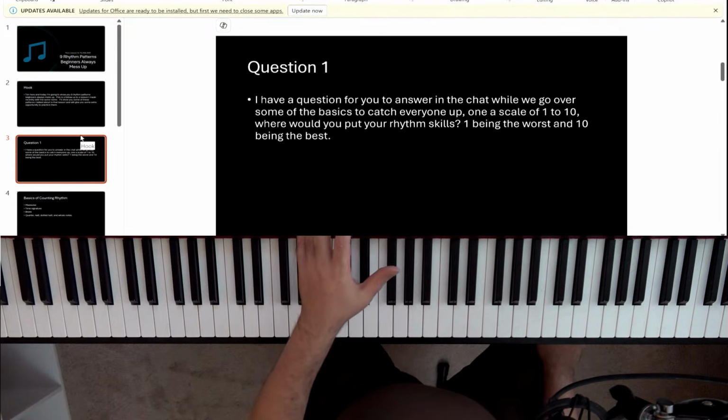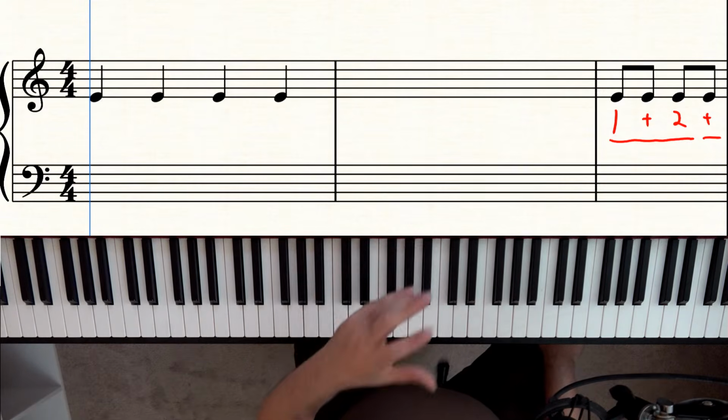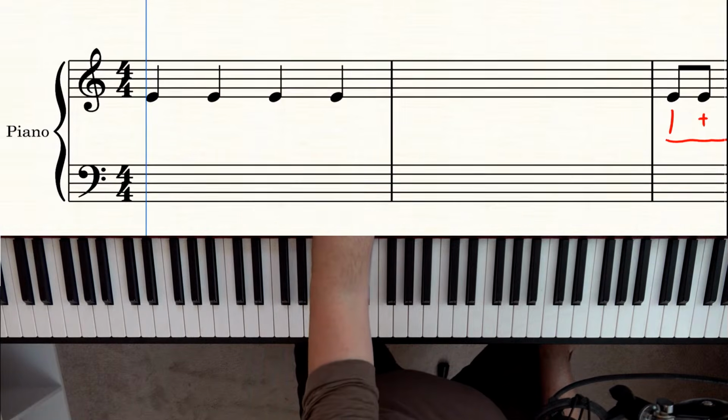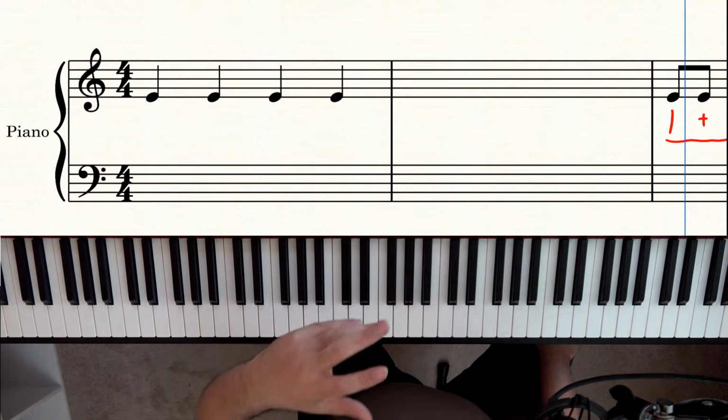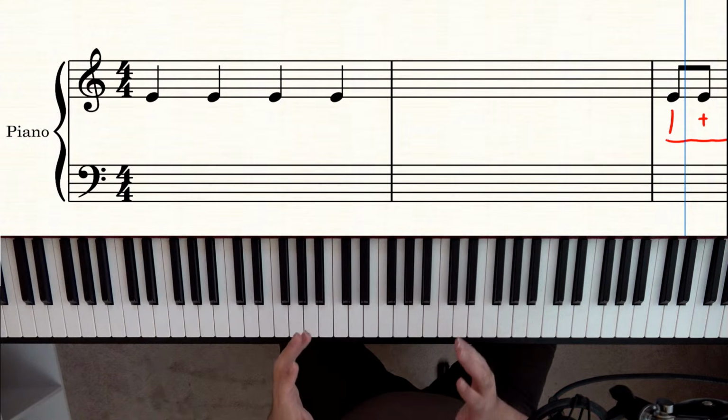Okay, so let me know the answer to that. 1 out of 10, what are your skills? Because your input really helps me know where you guys are at with this stuff. But we're going to go over the beginning stuff regardless, because I think it's a good review and it catches everybody up to where we need to be.